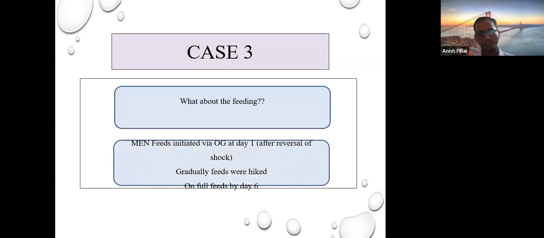So once the shock is corrected and the baby is stable, you see that the baby is moving, active, passing urine, which means the organ perfusion is good. You can start what is called minimal enteral nutrition via OG tube. So you can start that at 10 to 20 ml per kg per day, mother's milk only, from the OG tube. And once the baby is better from all aspects, you can go up on the feeding as per protocol.